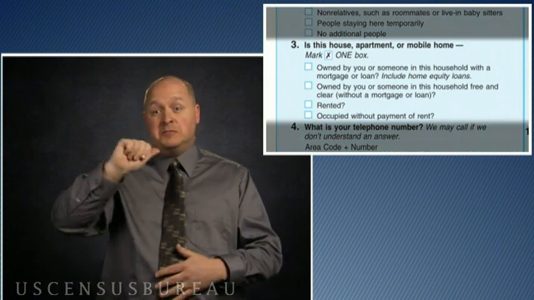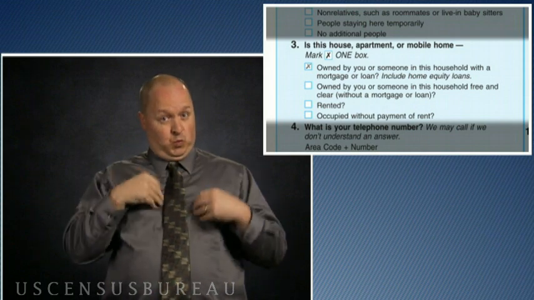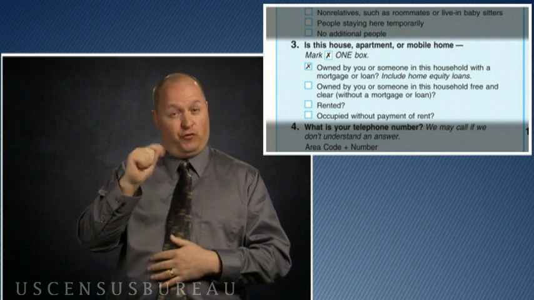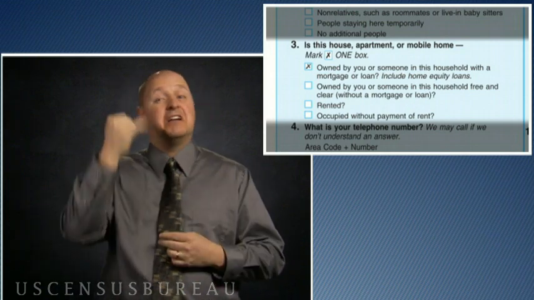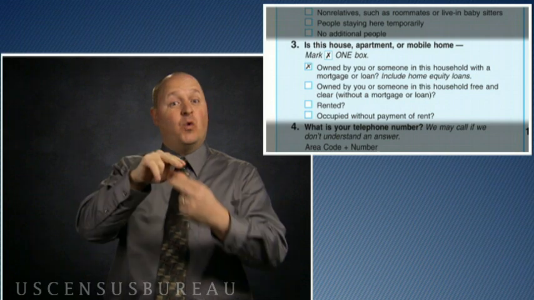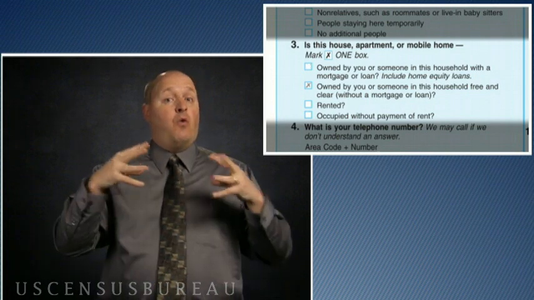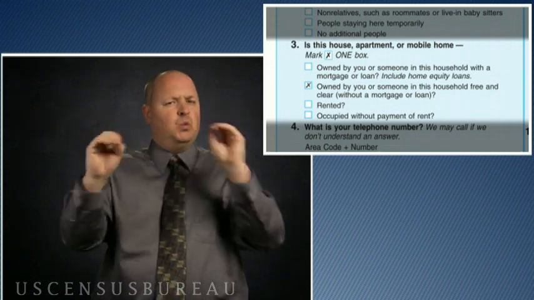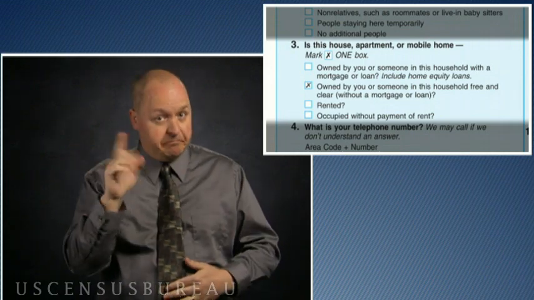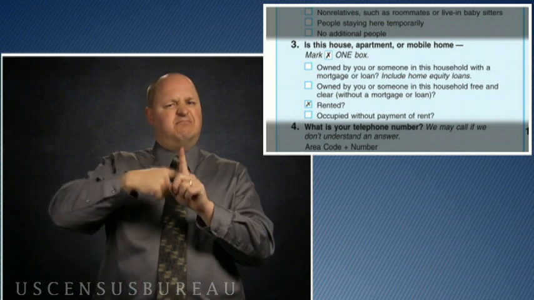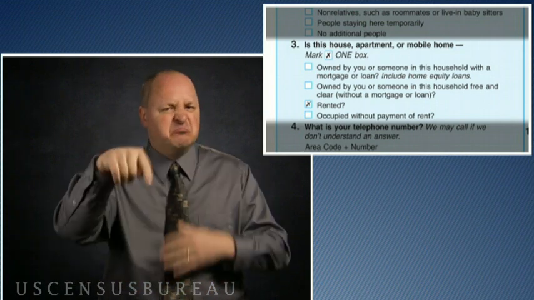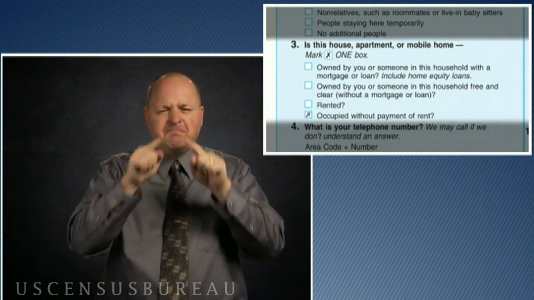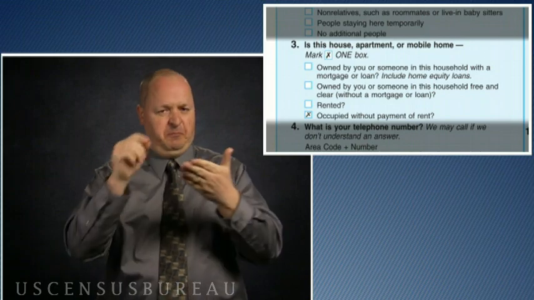Question 3 asks, is this house, apartment, or mobile home owned by you or someone in this household with a mortgage or loan? Please include home equity loans. Owned by you or someone in this household free and clear? For example, without a mortgage or loan. Rented by you or someone in this household? Occupied without payment of rent? Mark the one box that fits your situation.